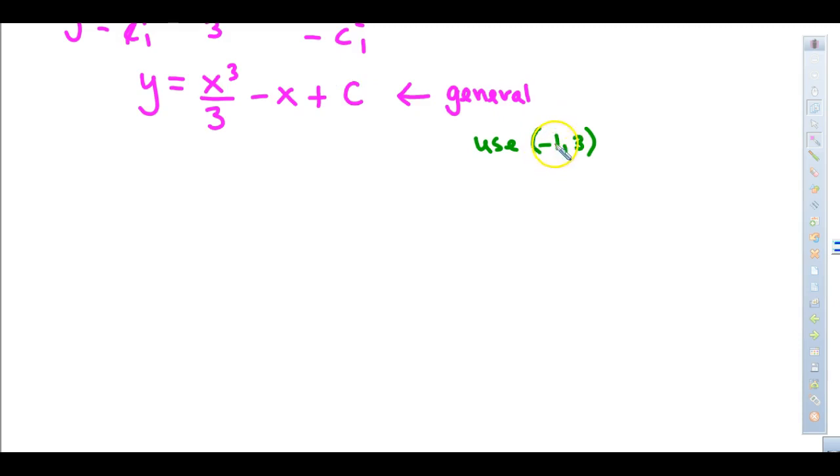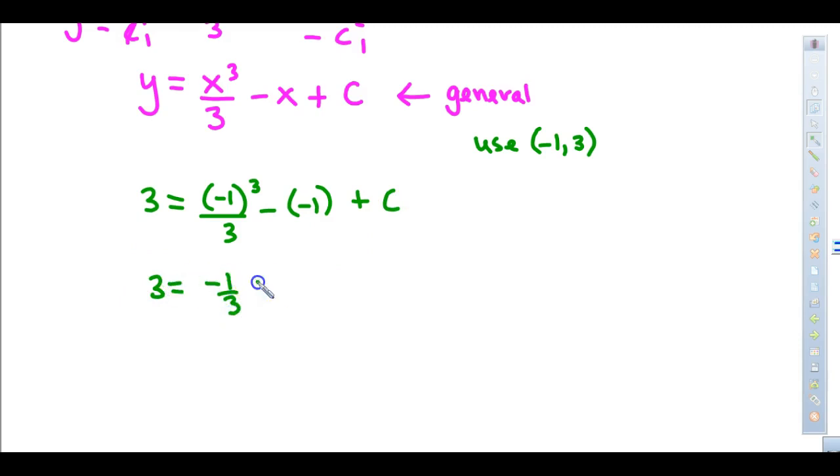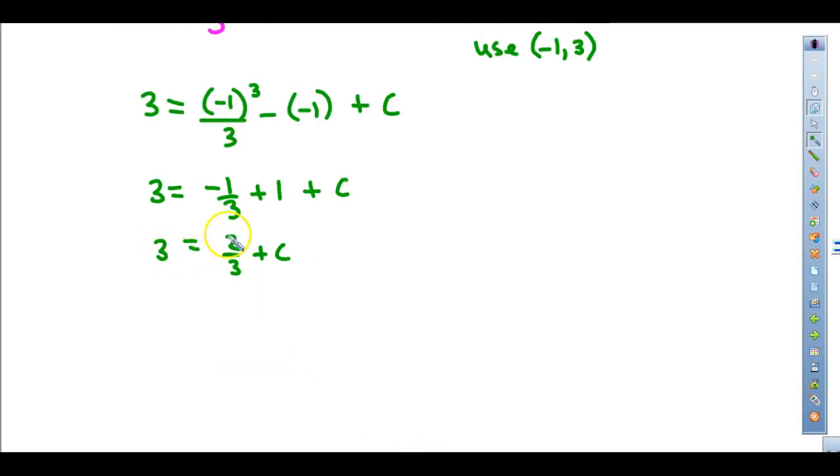So my ordered pair says that x is negative 1 and that y is 3. So I am going to put 3 in the place of y and negative 1 in the place of x. And I'm going to solve this equation for c. So if I say 3 minus 2/3, that's going to leave me with 2 1/3, right? Or you can leave it as 7/3, whichever one.